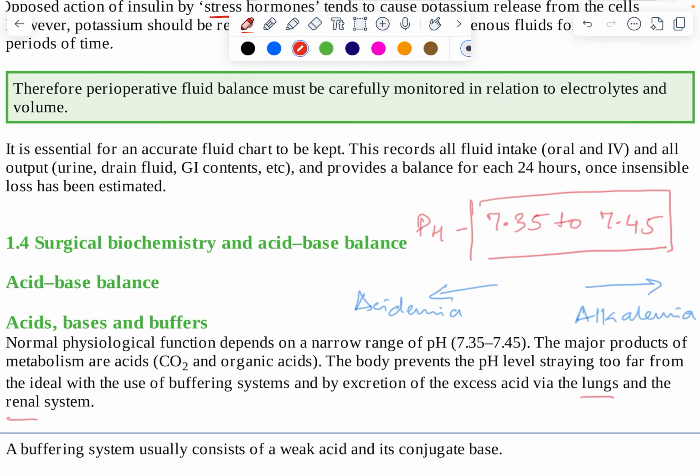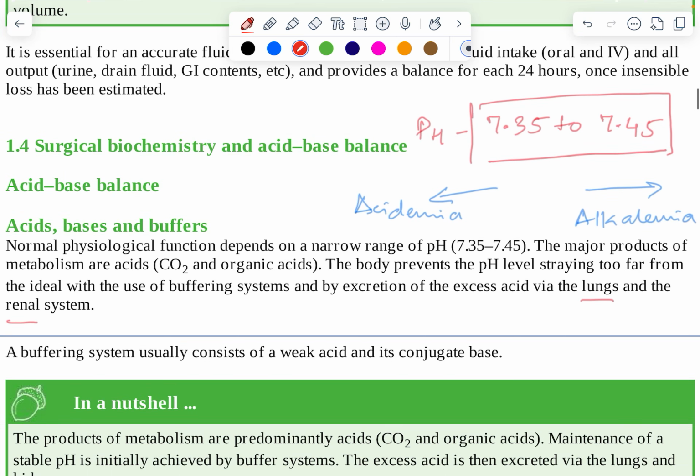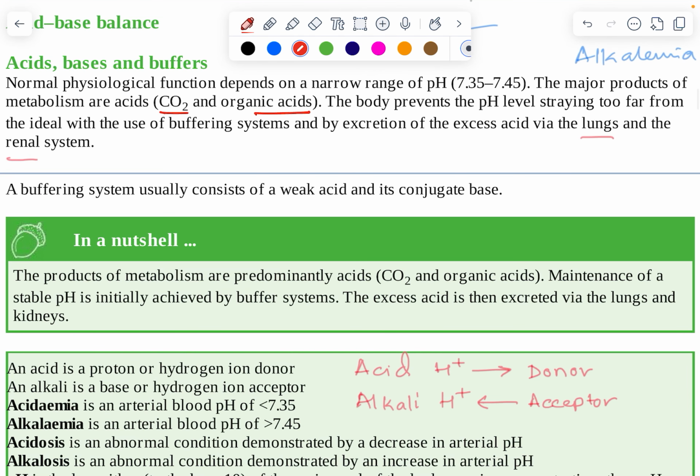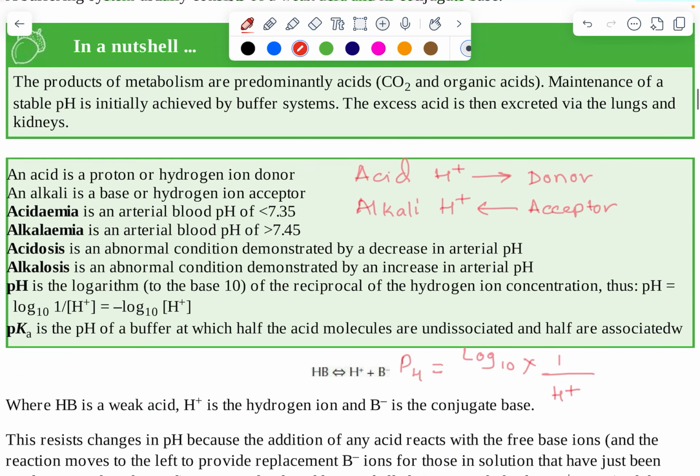Now, coming to biochemistry and acid-base balance. If pH is less than 7.35, it is acidemia; above 7.45, alkalemia. Normal physiology depends upon pH, and the major products of metabolism are carbon dioxide and organic acids. The body fluid pH must be maintained. An acid is a proton or hydrogen ion donor. It donates hydrogen ions. An alkali is a hydrogen ion acceptor.